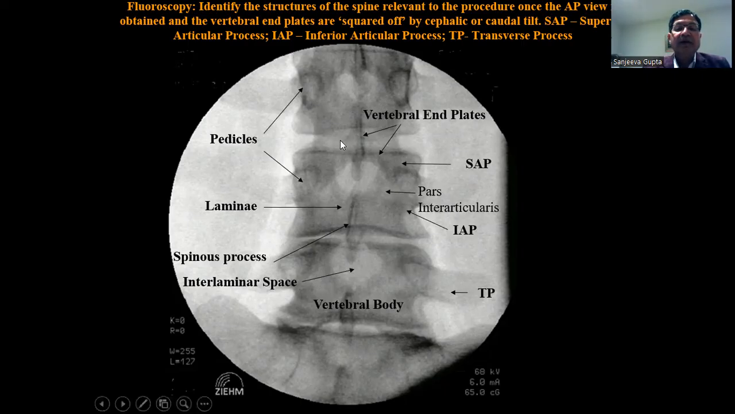These are the vertebral end plates. This is oblong here, it's not squared off. Of course, we are looking at the lower level here. That's also a vertebral end plate. And these are the pedicles. You can see the pedicles. And that's the lamina. So vertebral body, transverse process, inferior articular process, superior articular process, pars interarticularis, vertebral end plates, pedicles, lamina, spinous process, and the interlaminar space for interlaminar epidural.